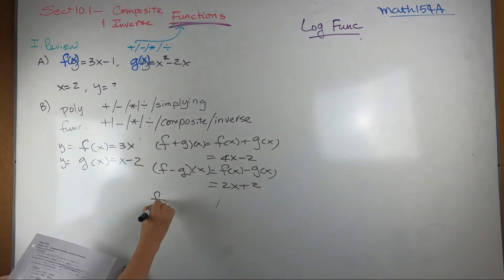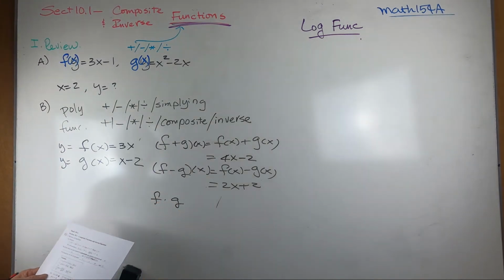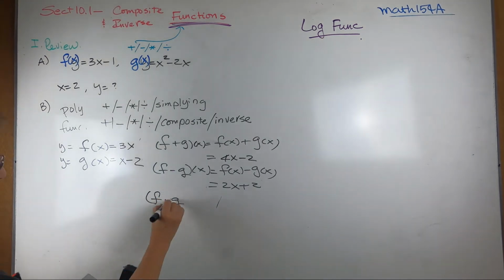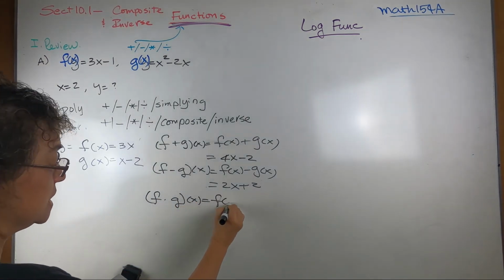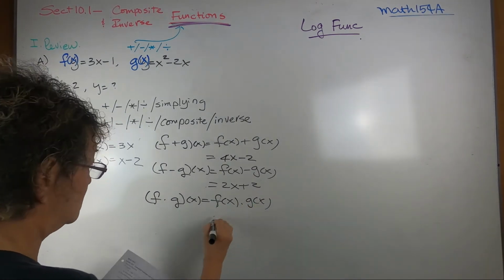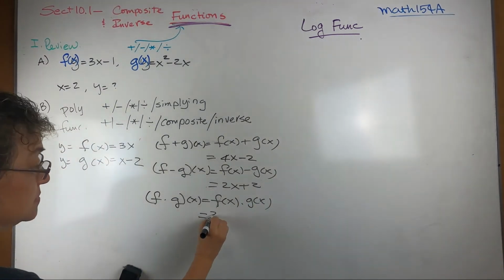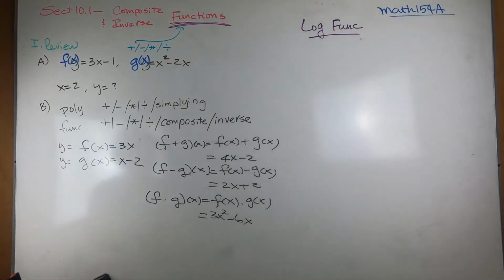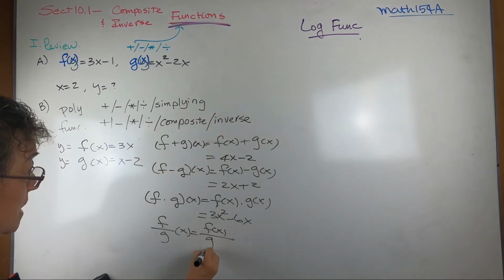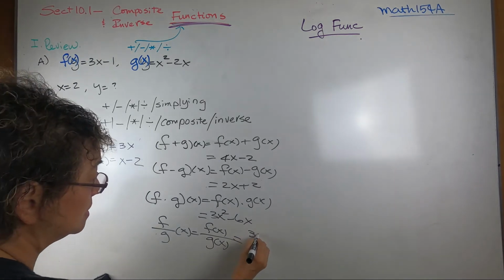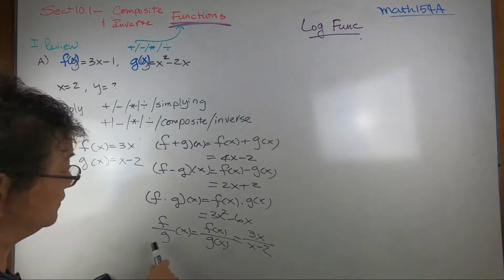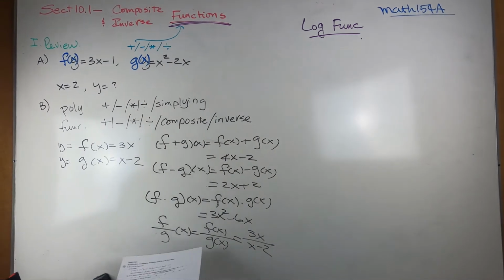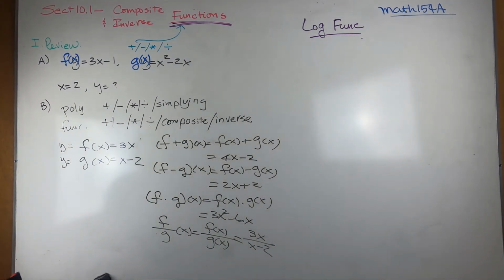Then if you multiply them, what do you think? If f times g, what do we need to do for the x? You just multiply them, right? So you multiply them and it becomes 3x squared minus 6x, right? What do you think division would be? That would be your f of x divided by g of x. That becomes a rational function, right?